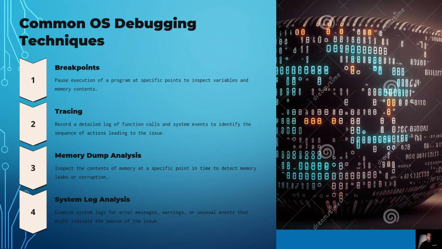Common OS debugging techniques. There are four most common OS debugging techniques, which are breakpoints, tracing, memory dump analysis, and system log analysis. So let us know what they are. Definitions. Breakpoint: pause execution of a program at specific points to inspect variables and memory contents. Tracing: record a detailed log of function calls and system events to identify the sequence of actions leading to the issue.